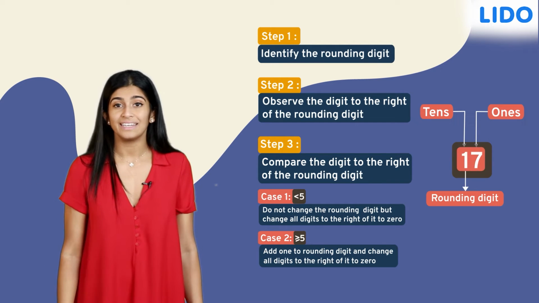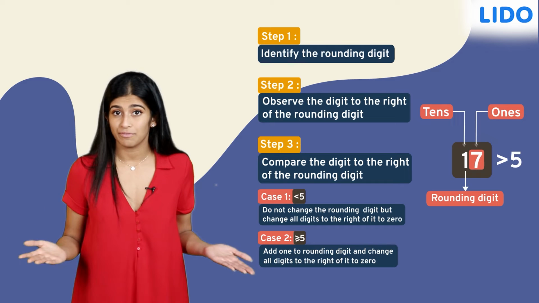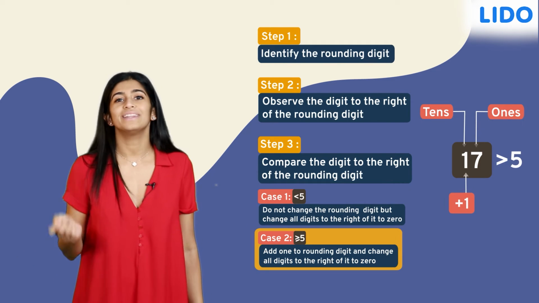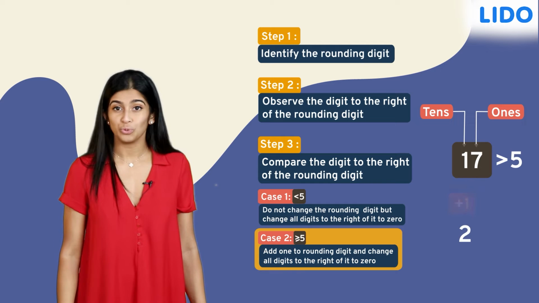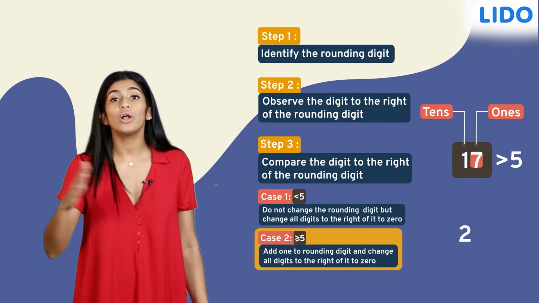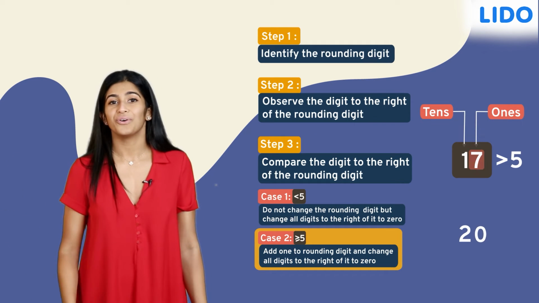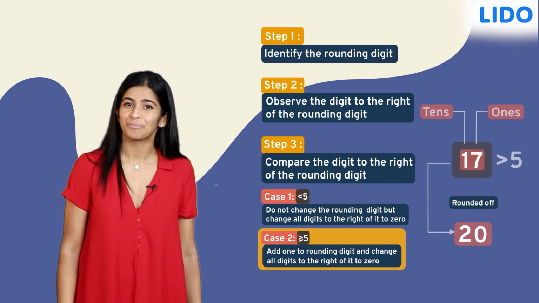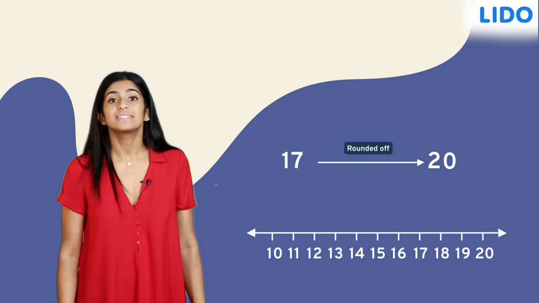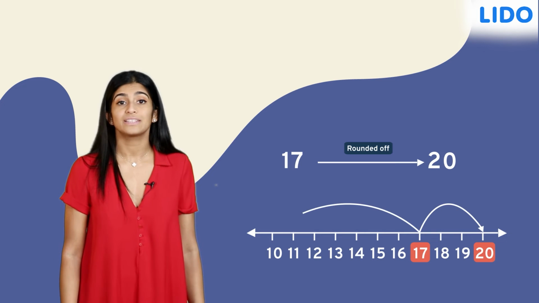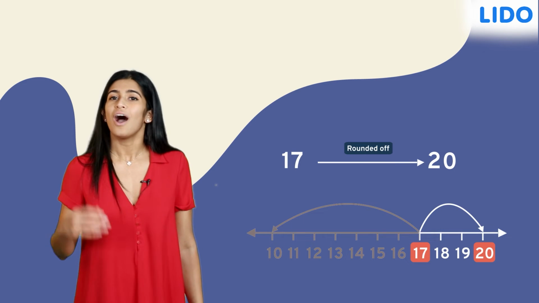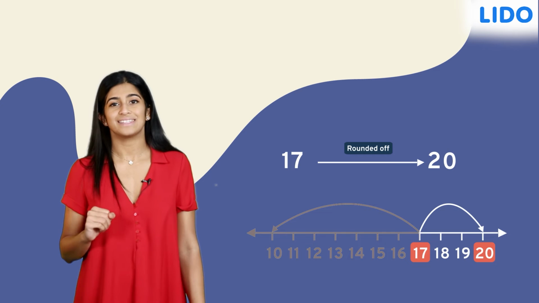For the number 17, 7 is greater than 5. So using case 2, we add 1 to the 1 in the tens place. It becomes 2, and we also change all the digits after it to 0. So 17 can be rounded off to 20. On a number line, 17 is closer to 20 than it is to 10. So 20 is the correct approximation of 17 to the nearest tens.